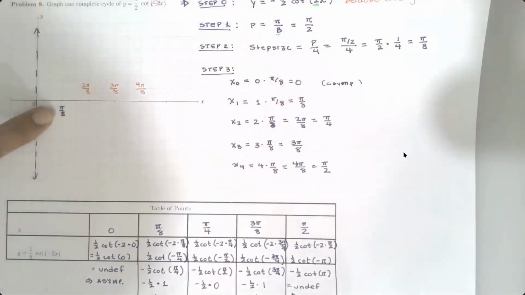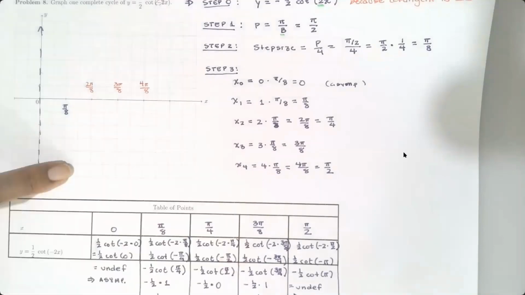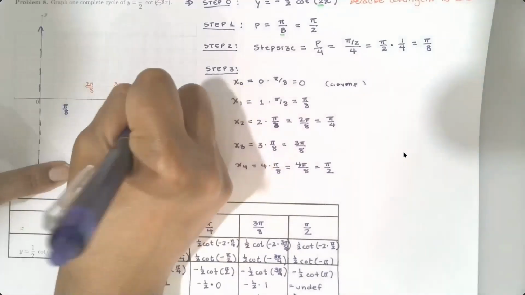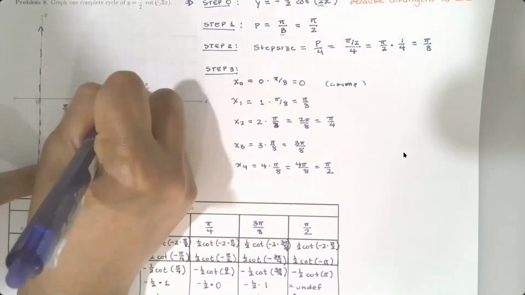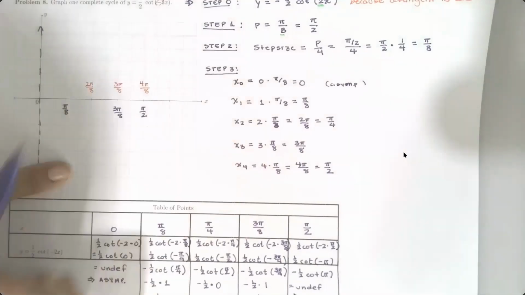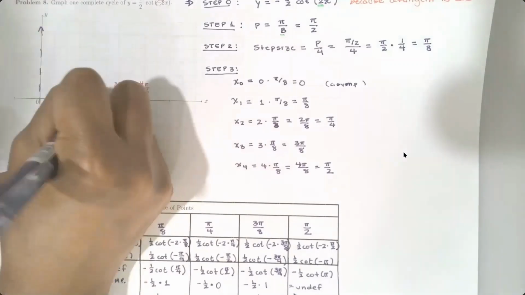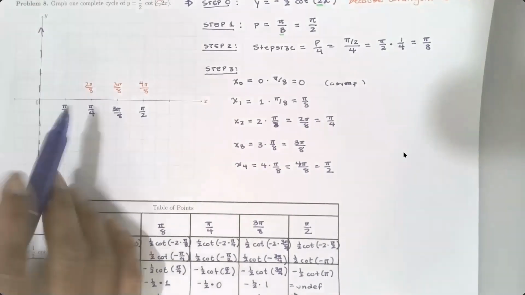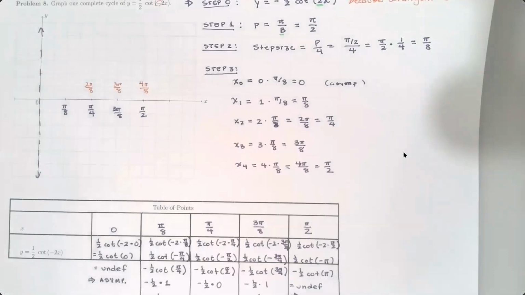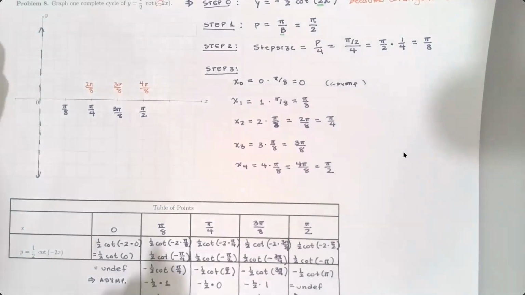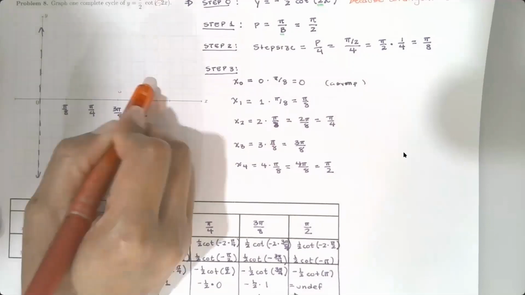3 pi over 8, 4 pi over 8. And I think that's as far as we would need to go, right? Because 4 pi over 8 reduces down to pi over 2. 3 pi over 8 doesn't reduce, so we can just write it as it is. And then 2 pi over 8 reduces to pi over 4. Yeah, so it's literally just 1, 2, 3, 4, and then reduce whenever you are able to reduce.